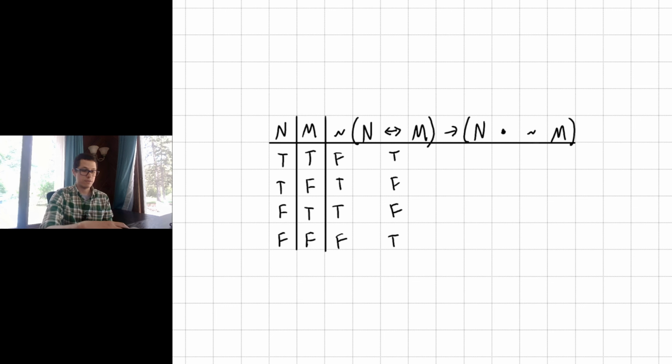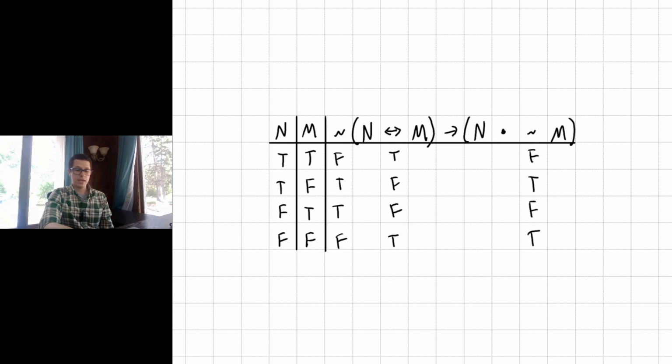So let's go ahead and evaluate the consequent. In this case, the consequent is a conjunction. One of those conjuncts is a negation, so we have to start there. M is true, false, true, false. So the negation is going to be false, true, false, true.